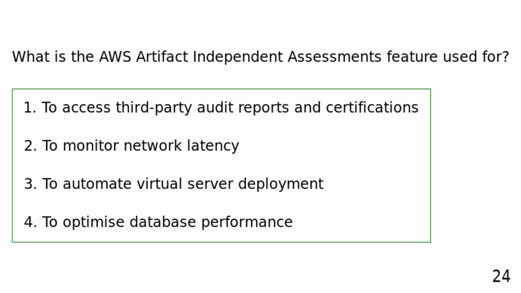What is the AWS Artifact Independent Assessments feature used for? To access third-party audit reports and certifications. To monitor network latency. To automate virtual server deployment. To optimize database performance.